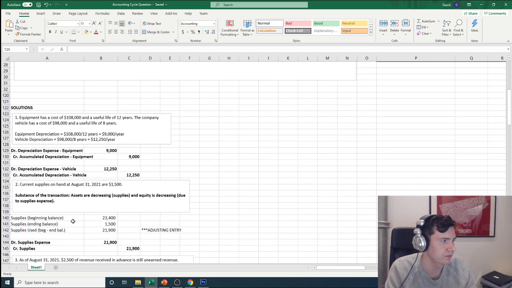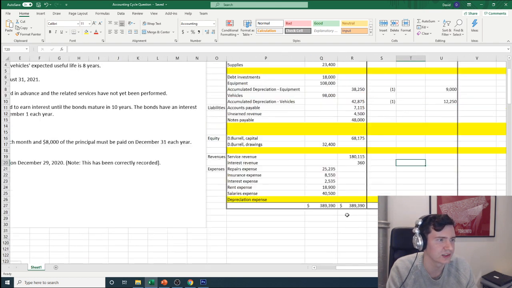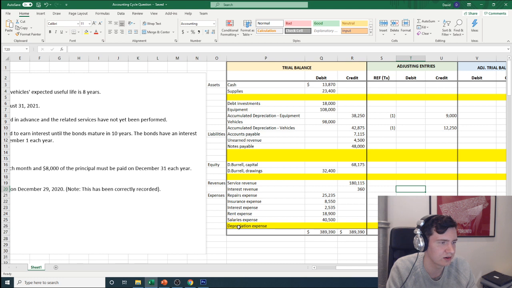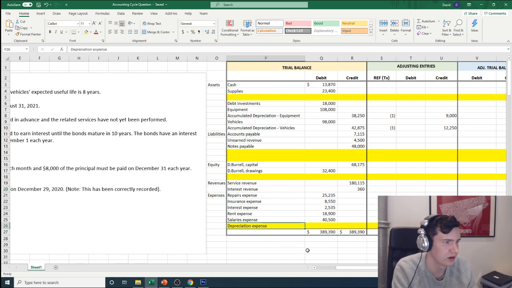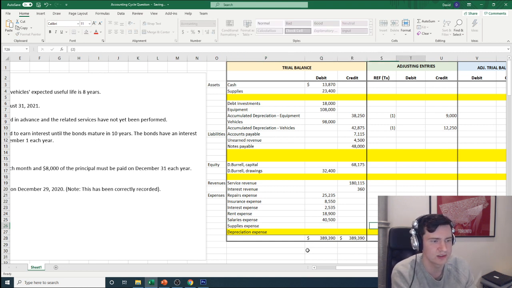So our supplies were used up, as you might recall. So we're going to take the second transaction and post it. So we're going to have supplies expense. Do we have a supplies expense account? We do not. So I'm going to create another area and supplies expense, and I'm going to reference it as the second adjusting entry.